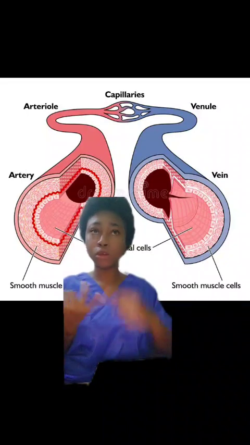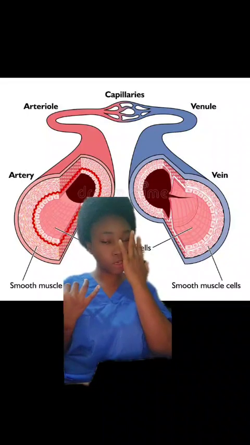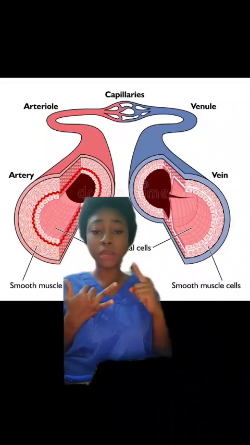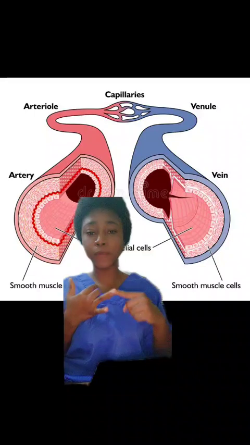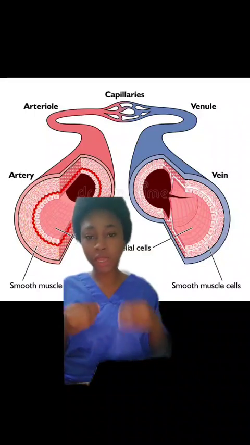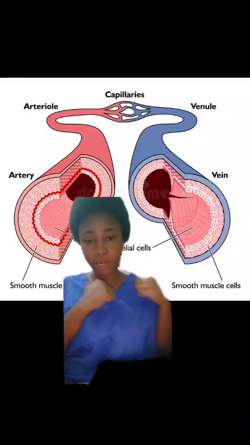And then I also mentioned why the vein is important. It serves as a storage, in that 2 to 3 of our blood is stored in the vein, and it also helps in carrying the deoxygenated blood to the heart. Without veins, the blood can't go back to the heart.